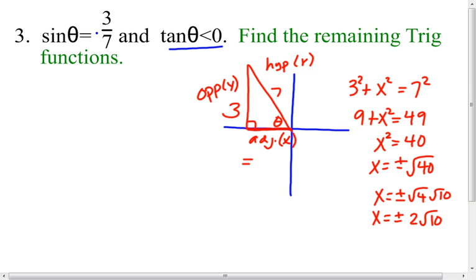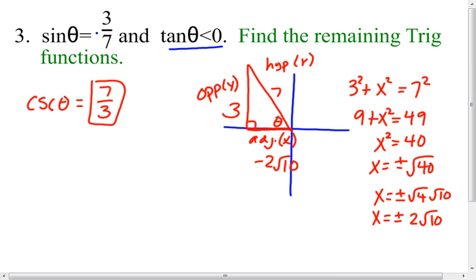All right, so I know this side is negative 2 root 10 right here. Okay? And again, it's negative because it describes position and distance. And then again, once you know that, you can find the remaining trig functions pretty easily. Clearly, I can find cosecant very easily because I can just say that it's reciprocal to sine. Okay? And I'm just going to find a couple more.